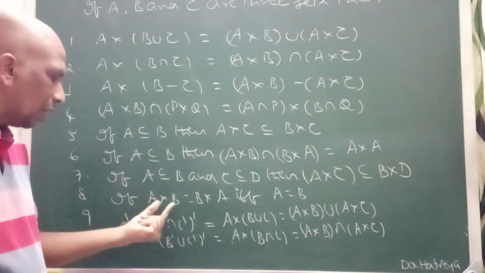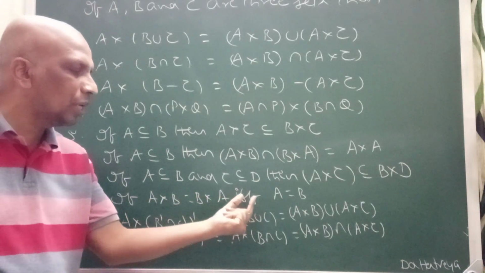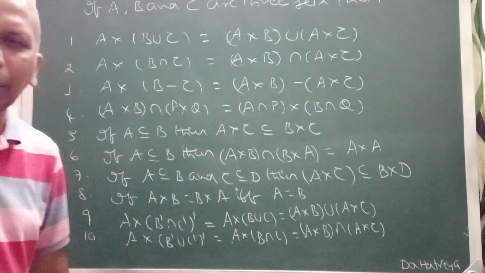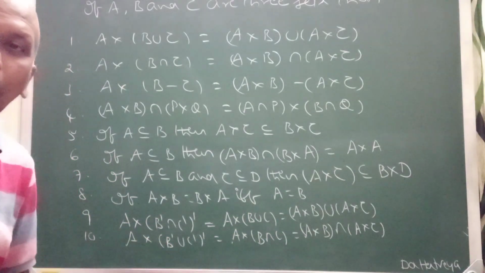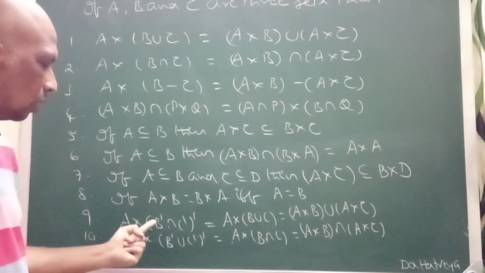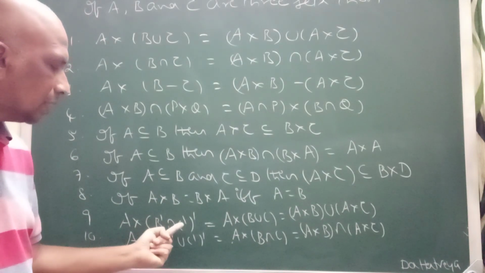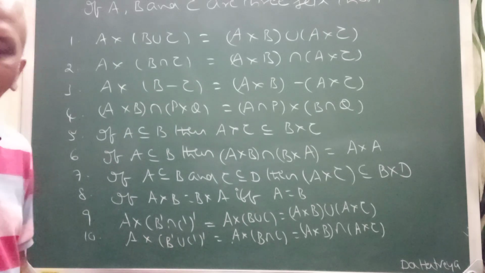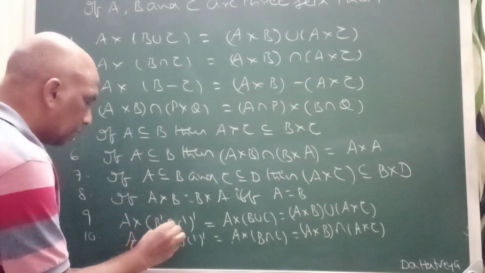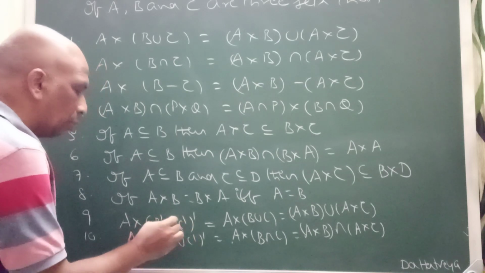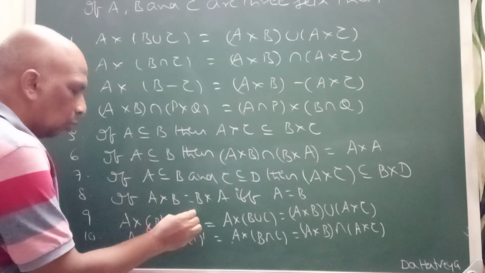Also, A cross B equals B cross A if and only if A is equal to B. Now the ninth one. Here I am using De Morgan's law: (A cross B') intersection (A cross C'). These are the complements, right? They are talking about the complements here, right? This is B' intersection C', the complement of B and C, whole dash.